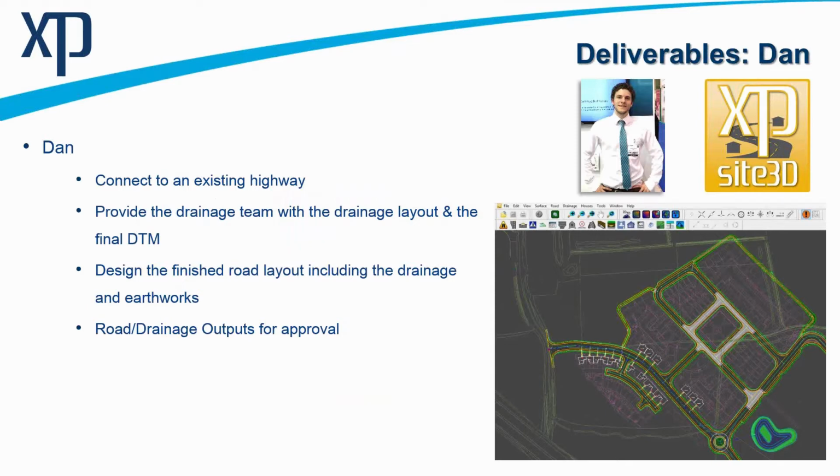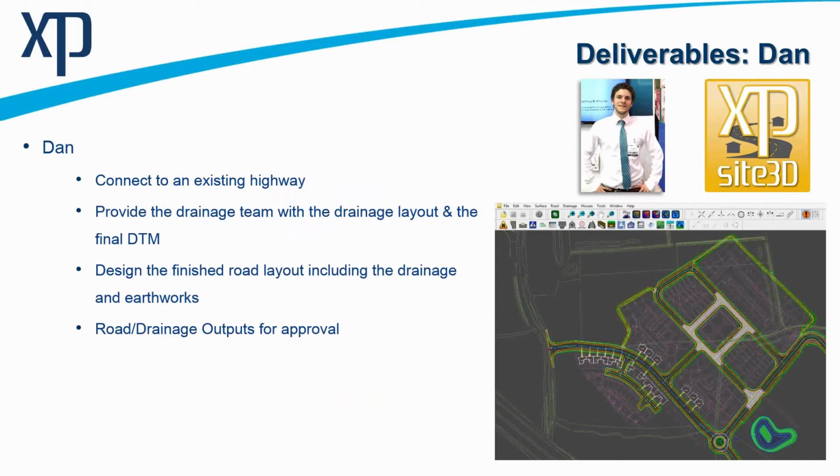Dan will also provide the drainage team with the layout of the traditional drainage system such that it's in the highway itself, and also provide the final digital terrain model. Both Dan and Max have the existing ground survey, so they can both work with that straight from the get-go. And we do have a layout from the architect. The design for the finished road layout will be incorporated by Dan, and he will then include the drainage that Max is going to design, as well as introduce some earthworks such as ponds into the model.